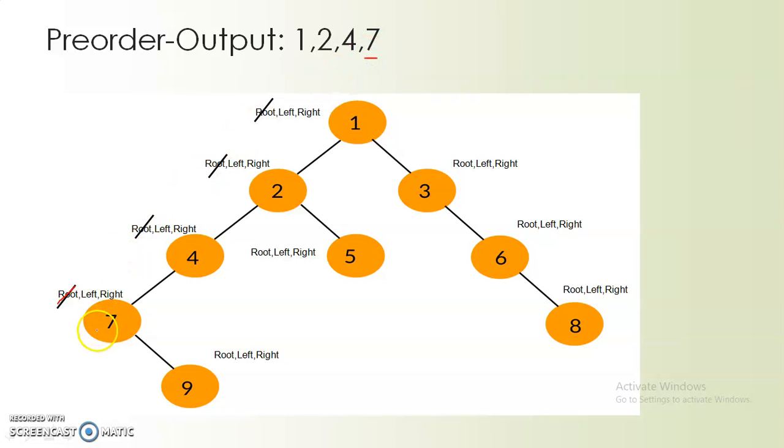Now check whether 7 has a left subtree or not. There is no left subtree for 7, so strike that out. Check whether it has a right subtree or not. It has a right subtree. So coming to the right.